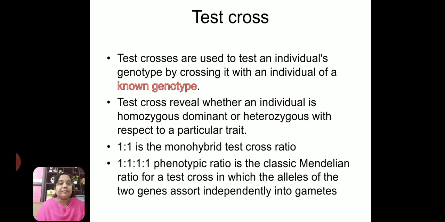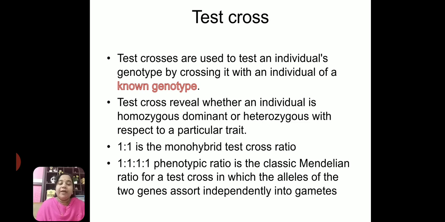Genotype is known by us. So, a test cross reveals whether an individual is homozygous dominant or heterozygous. The test cross helps to find out if the F1 is homozygous dominant, that is capital Y capital Y, or heterozygous, capital Y small y. I am comparing this with the examples from the back rows.